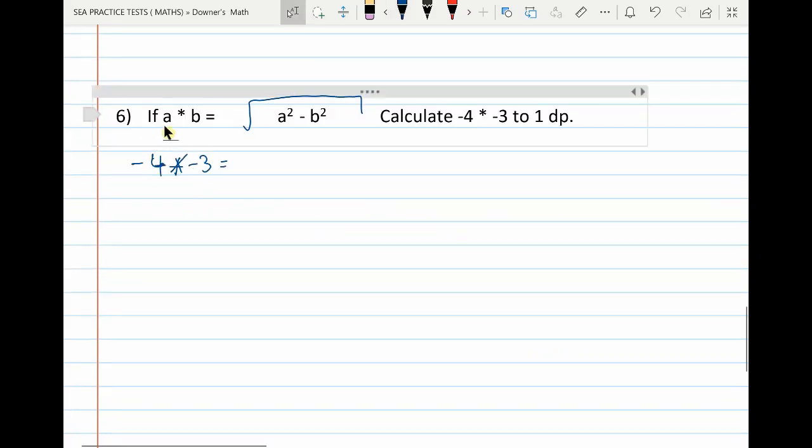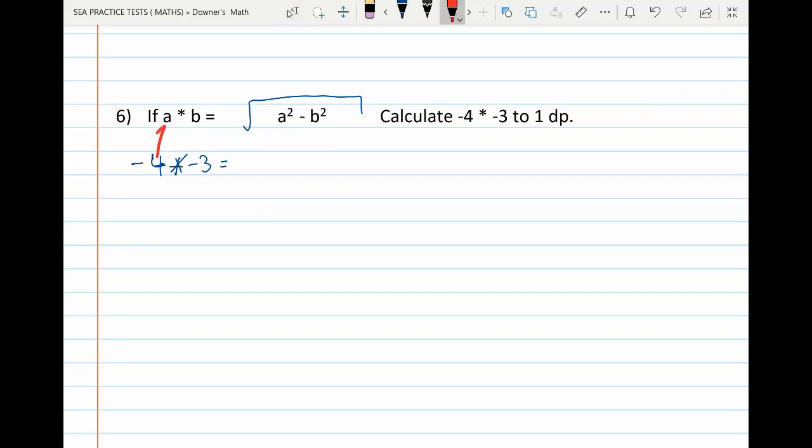We have to find a binary operation, A star B. It's really an asterisk, but we'll call it a star to make it easy to speak about. So we have to find A star B, and that is given by the square root of A squared minus B squared. But we have to do it for minus 4 star minus 3. So here we write minus 4 star minus 3 directly below the original function. And we are going to let the minus 4 substitute for A, and the minus 3 substitute for B.